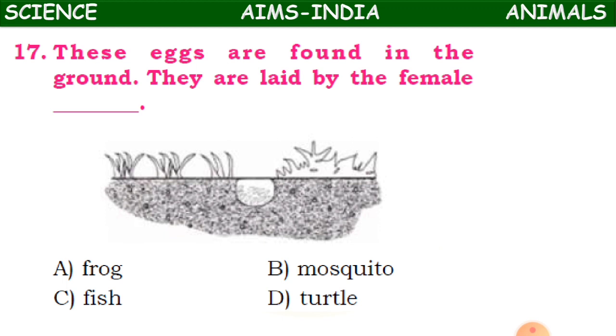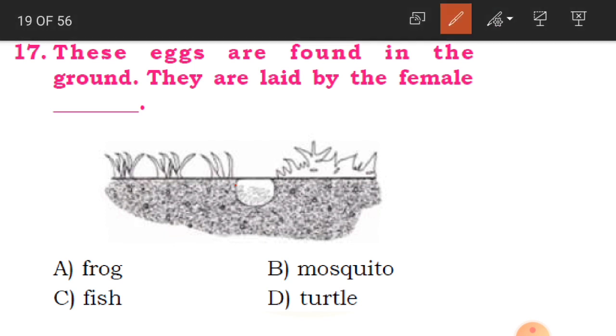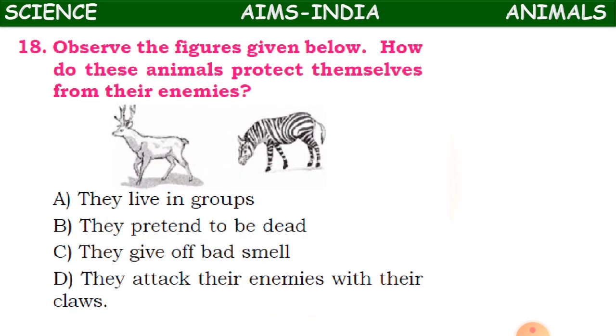These eggs are found in the ground. They are laid by the female dash. Okay, children, see the eggs which are in the ground. Here these are the eggs. So these are laid by the female dash: the frog, the mosquito, the fish or the turtle? See how the egg is. It is a bit large. So then turtle is our answer, which lays its eggs in the ground. Clear, children? Now the 18th question.